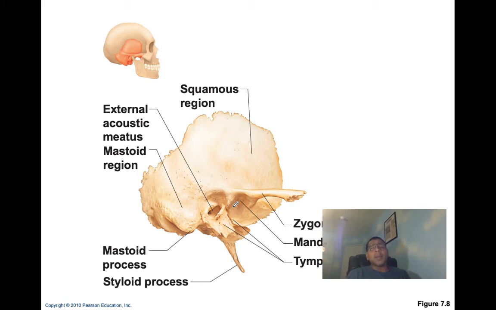Next then, let's talk about the tympanic region. The tympanic region is the area that surrounds the external acoustic meatus. The external acoustic meatus is basically the external ear canal, through which sound enters to make its way to the tympanic membrane.